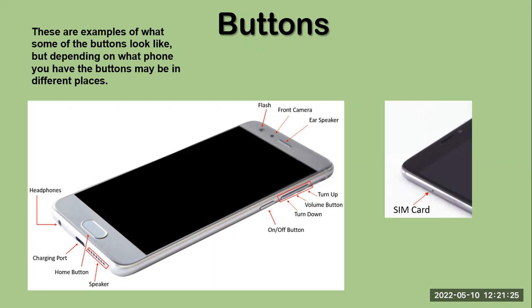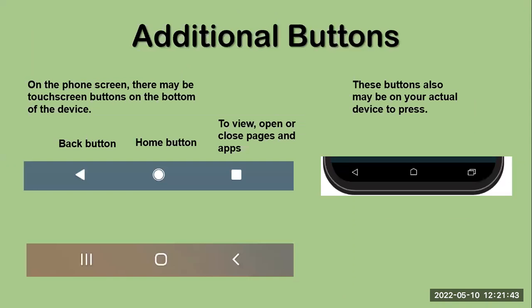At the bottom of the phone, there's a spot to plug in headphones, the charging port, the home button, and the speaker for when you put your phone on speaker mode. In the second example is a tray to insert your SIM card. Here are some additional buttons.